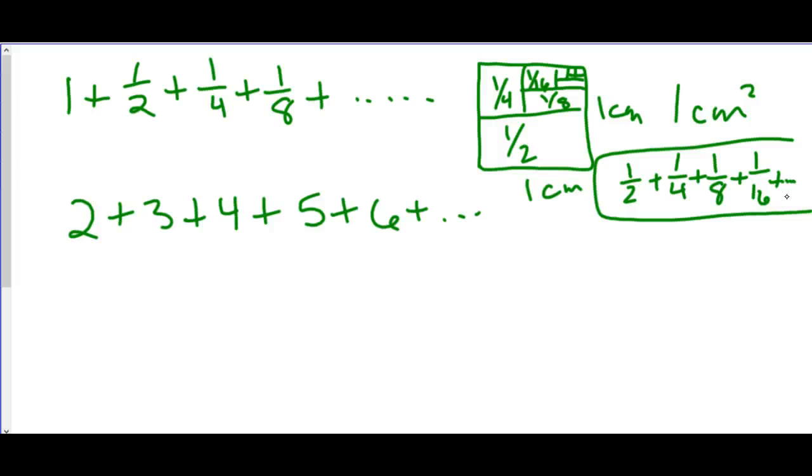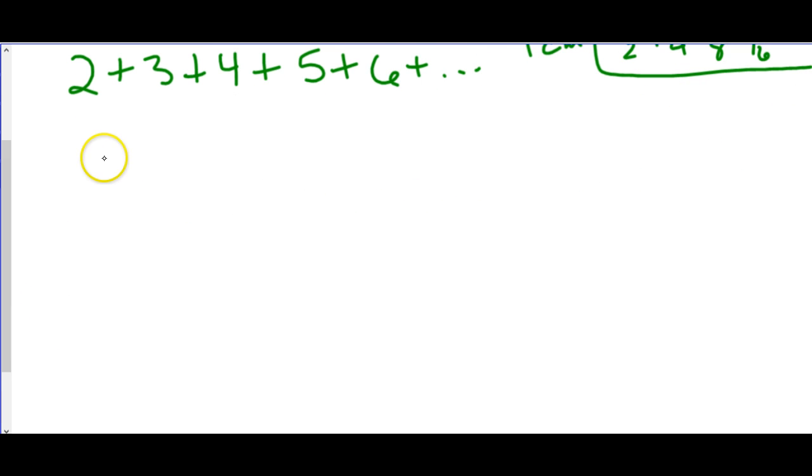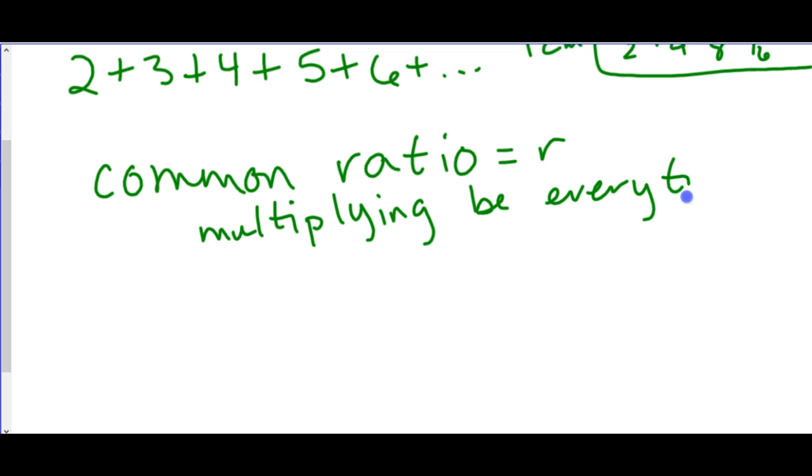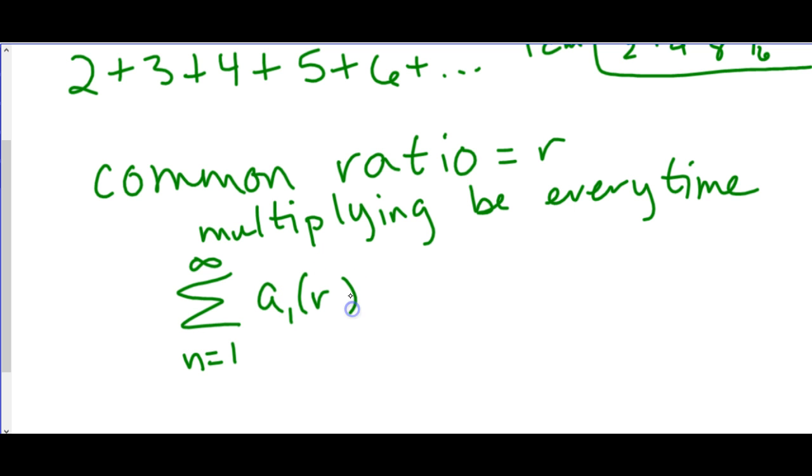So the way we know if an infinite series converges or diverges all depends on that common ratio. So again, we represent the common ratio as R. That's what we're multiplying by every time. It can also be written into a formula. So you may not have seen this symbol before. This is called sigma, and it means take what you have and keep plugging in numbers to keep adding.